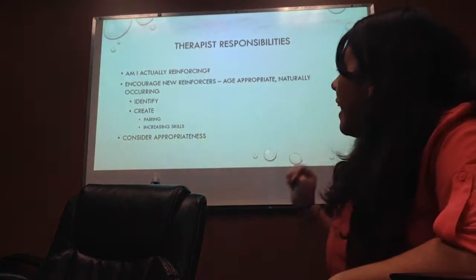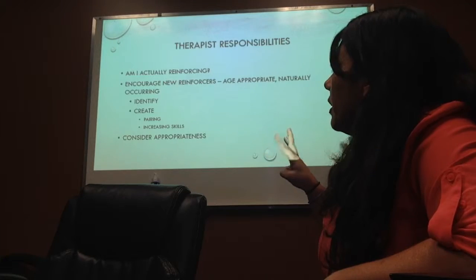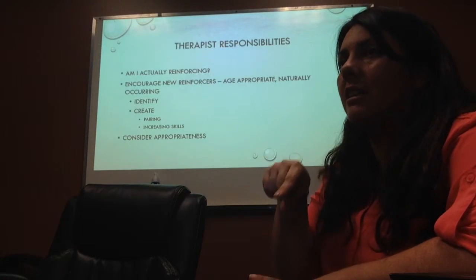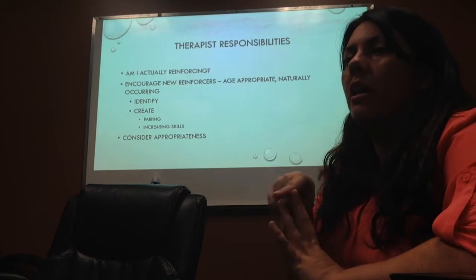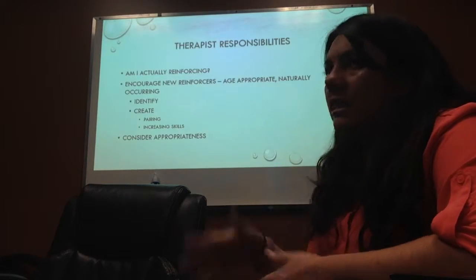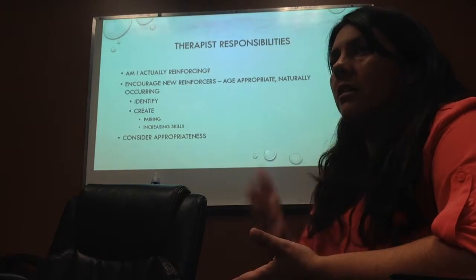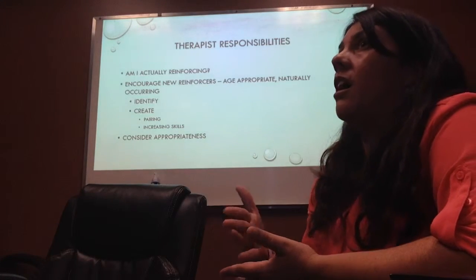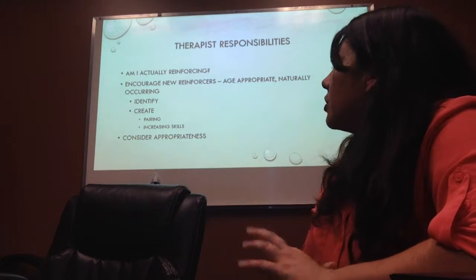So think of it as three main responsibilities. Number one, it goes back to that definition of reinforcement, meaning that it makes the behavior increase. So you have to constantly assess: am I being reinforcing? Is the stimuli that I'm using actually a reinforcer?